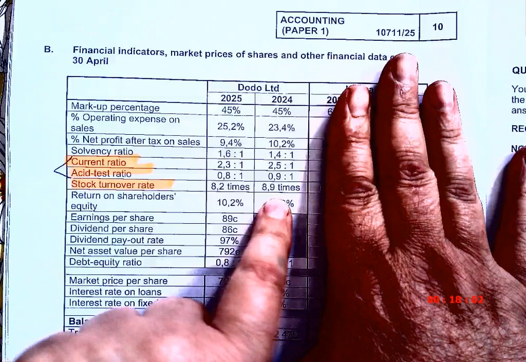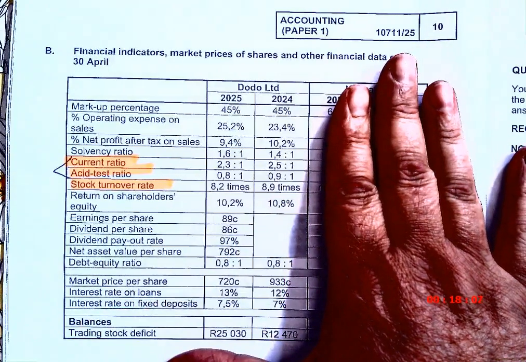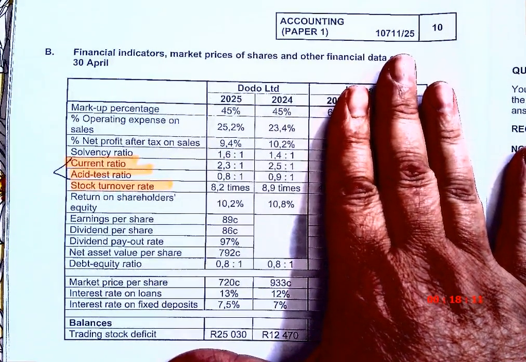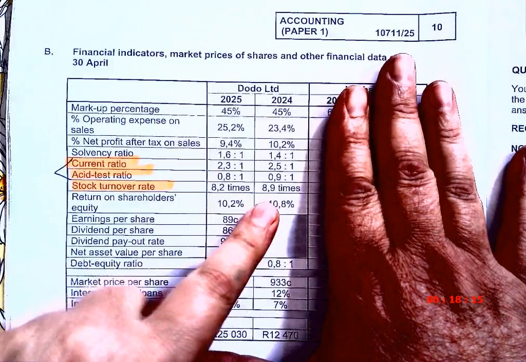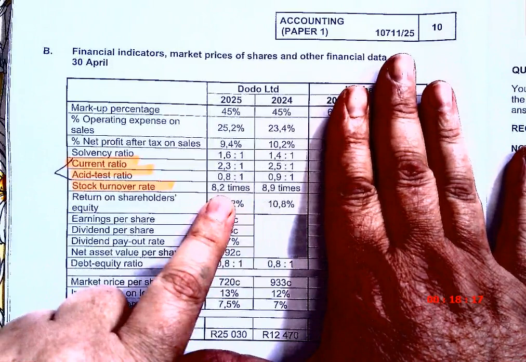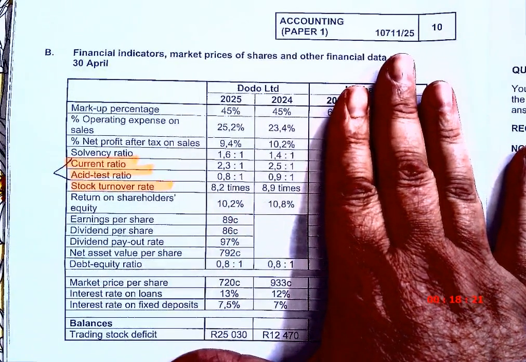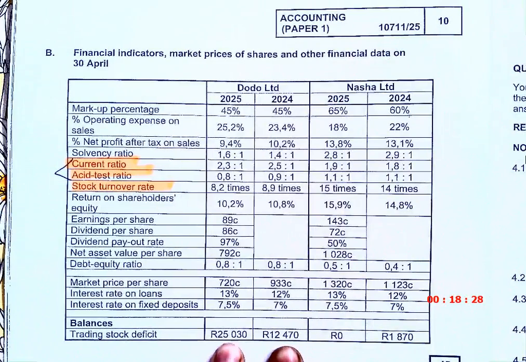Meaning, last time his stock turned, what does it mean? He sold out all his stock 8.9 times. Stock turnover means how many times you need to replace your stock. Okay? So he replaced it 8.9 times. Now he only replaced it 8.2 times, which means his stock is selling slower. Right? And the stock deficit, look, it doubled.